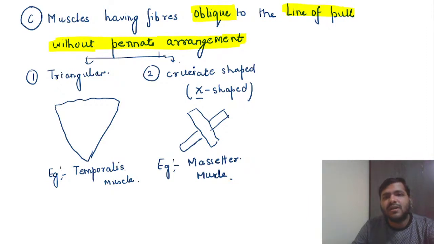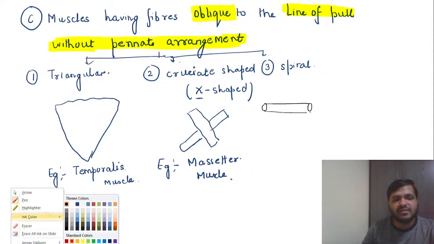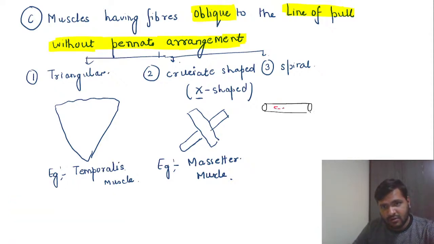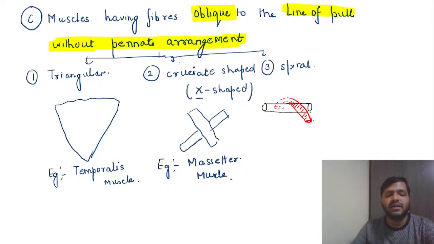Now, coming on to the third one, that is the spiral shaped. Spiral shaped. For example, if I'm just taking the bone over here, suppose this is a very famous bone. And on this bone, the muscle is attached in the form of a spiral. The muscle is attached like this, going in a spiral manner. So that is an example that you have to remember.